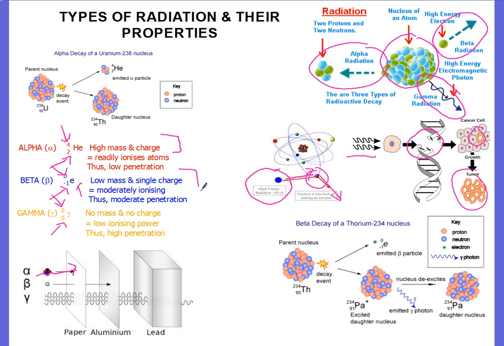Beta particles have less mass and less charge, therefore they've only got moderate ionizing power and moderate penetrating power. They can be stopped by things like aluminium. Finally, gamma rays, because they've got no mass and no charge, they don't readily ionize atoms. They usually pass straight by them or pass straight through them. However, they can be stopped or partially stopped by things like that. They've got low ionizing power and high penetrating power. And the other diagrams on the page are just nice little diagrams illustrating what happens in alpha, beta, and gamma radiation.